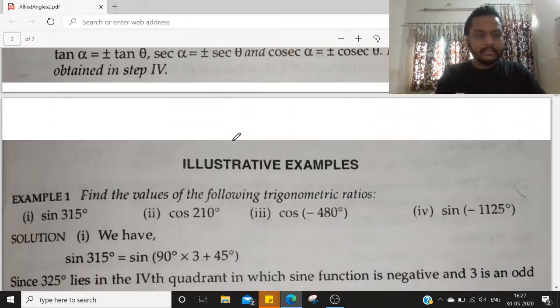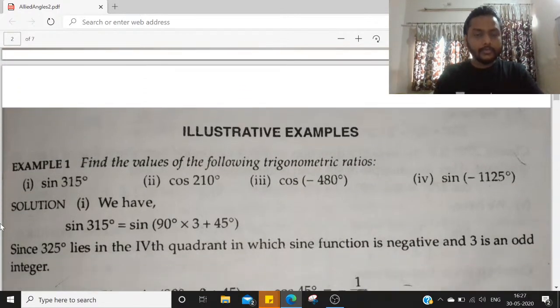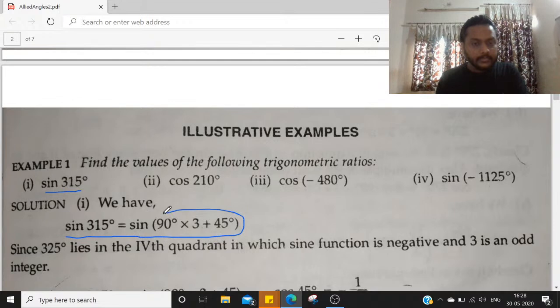So when we are clear till here, guys, these are the questions that I have. The first one is sine of 315 degree. Now, when I'm talking about sine of 315 degree, it can be written as sine of 90 times 3 plus 45, isn't it? Because sine 315 is nothing but sine 270 plus 45.